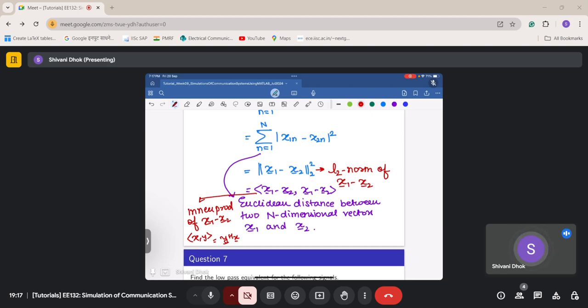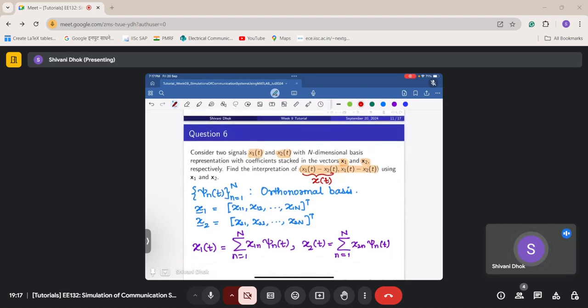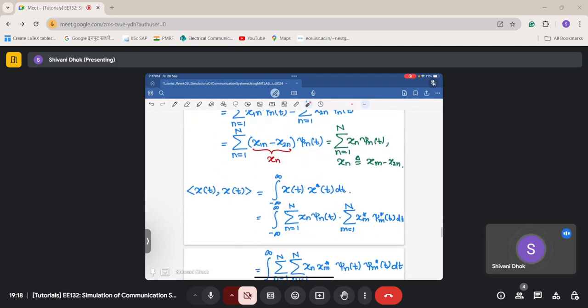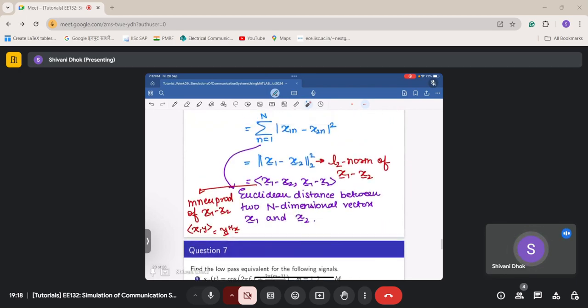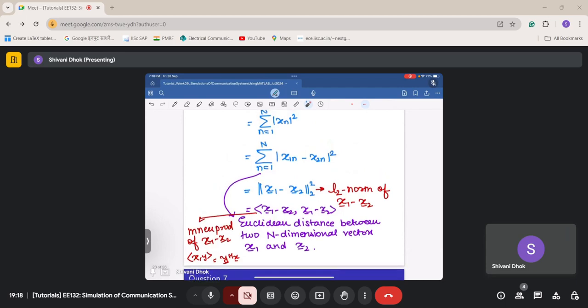So now what happens is sometimes you want to figure out how different, or what is the energy of the difference, between two signals. So instead of working in the time domain and solving these kinds of integrals, when we have orthogonal representation, it's better to just find its basis coefficients, and just find the Euclidean distance between those two. This is a simple thing that we can do, and generally we do this kind of thing in digital communication. Is it clear? Yes, ma'am. Okay.